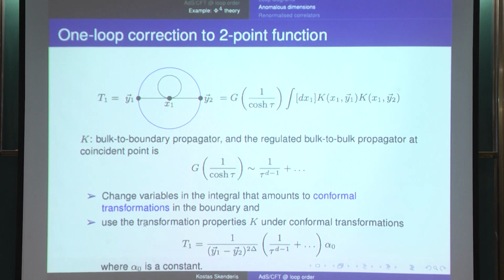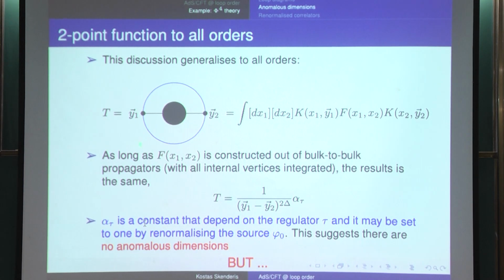So now, to all orders, sorry, to one loop, I managed to get rid of the infinity without changing the dimension of the operator. Now the same argument actually holds to all loops. So to all loops, the computation will be something like that. There is a blob here, which is composed out of an arbitrary number of bulk-to-bulk propagators and bulk vertices. And then since that's a two-point function, eventually we have bulk-to-boundary propagators coming out.